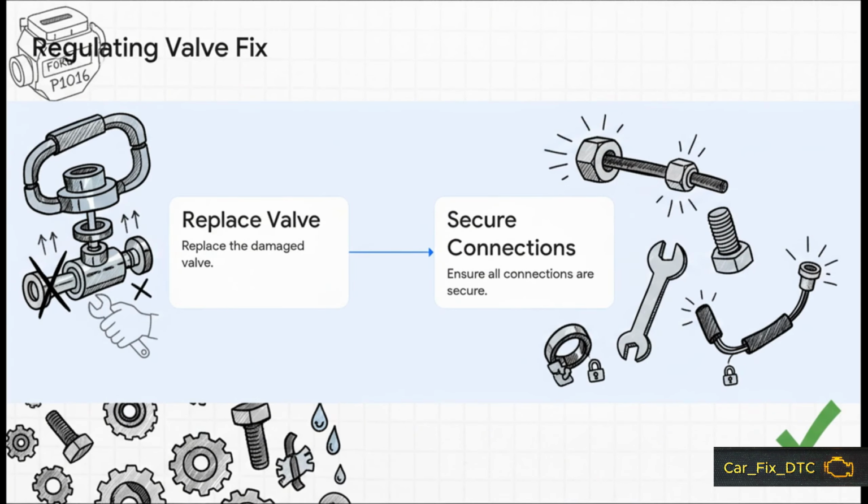If you've got a bad regulating valve, there's no fixing it. You just have to replace it. And after you install the new one, make absolutely sure to double-check all the connections. You want them tight and secure. This is going to help prevent any future leaks or other problems down the line.